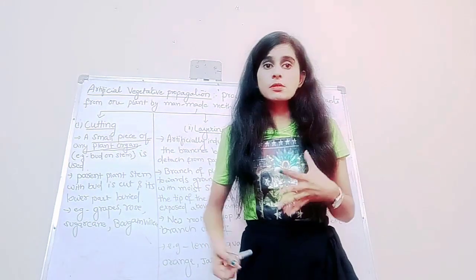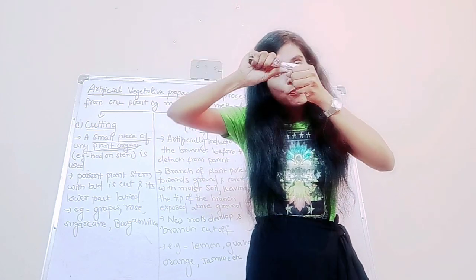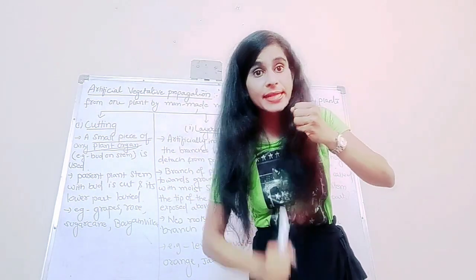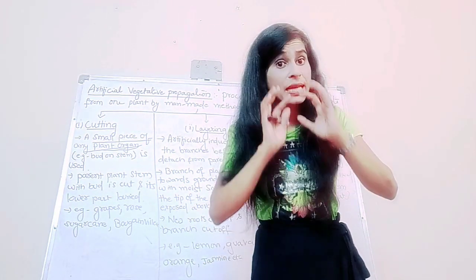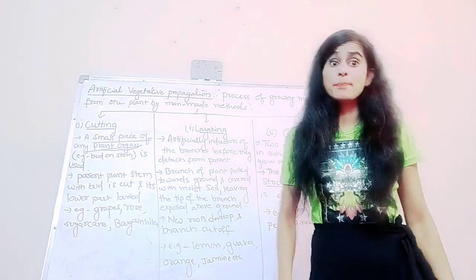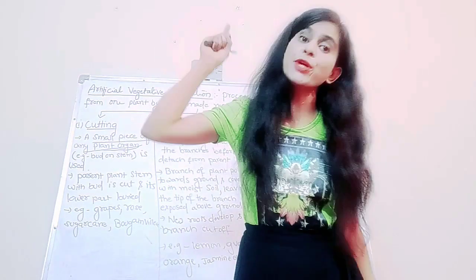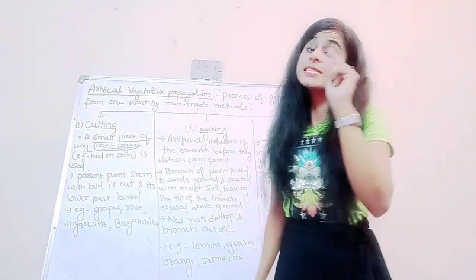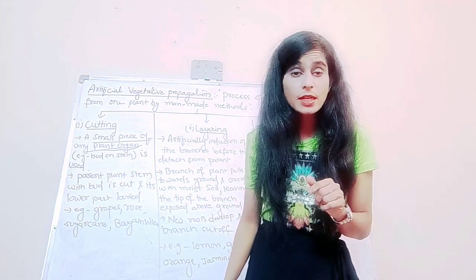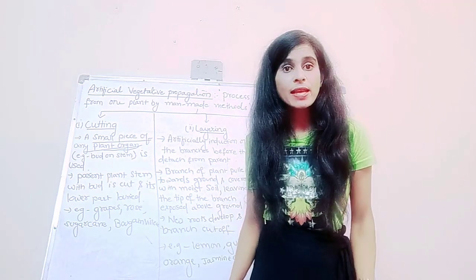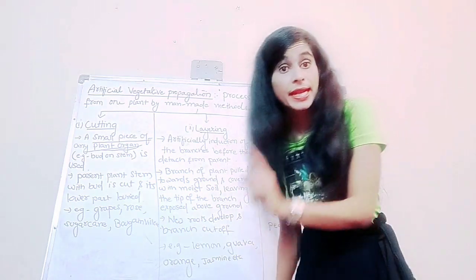Suppose it's a plant with branches. Artificially, you pull that branch and bury it inside the soil, man-made. Then it is called layering. Before it detaches from the parent plant, you are manually and intentionally inducing the branch of the plant. Am I clear? It is the artificial, manual induction of a branch of the parent plant, buried inside the soil.